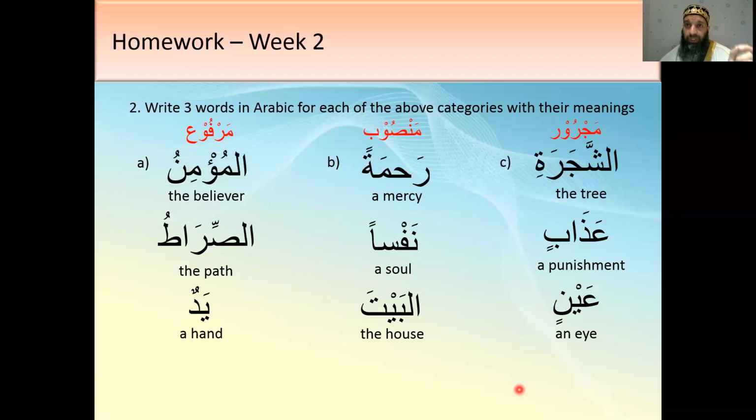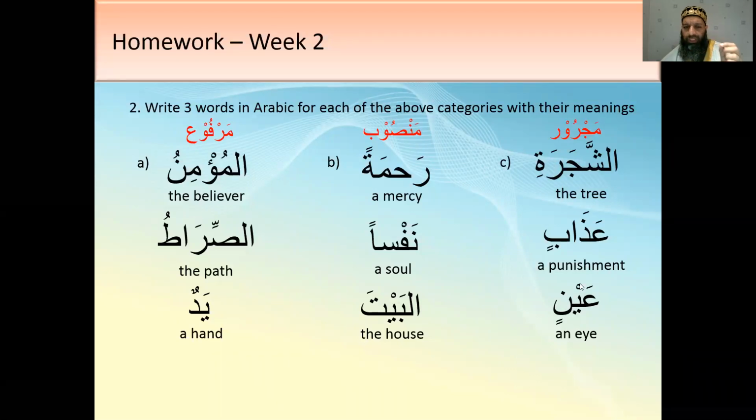Masjidun is marfu. It means a masjid. Masjidan is mansoob, it still means a masjid. And masjidin is majroor, it still means a masjid. The grammar ending of the word doesn't change the meaning of the word. It's just some grammar going on that we'll learn about later, inshallah.